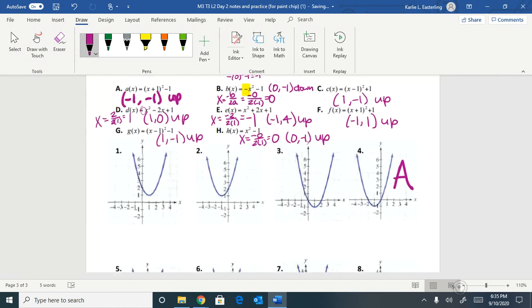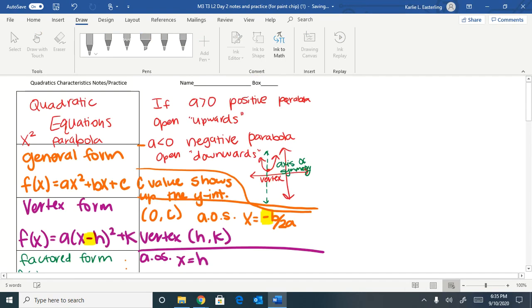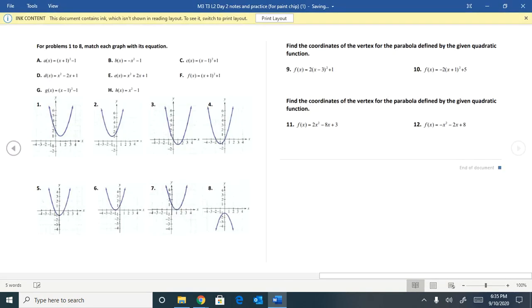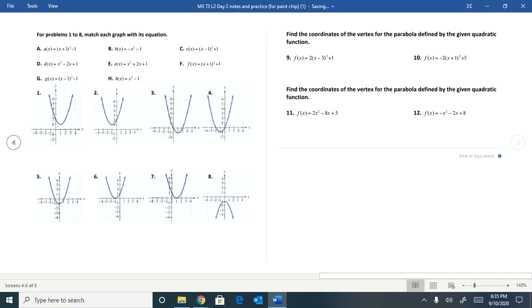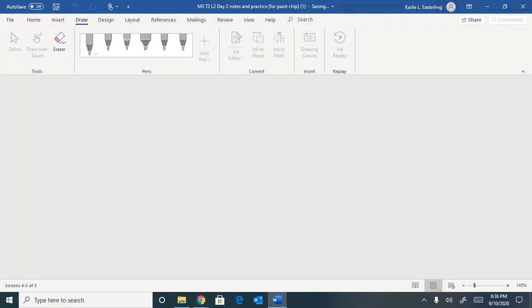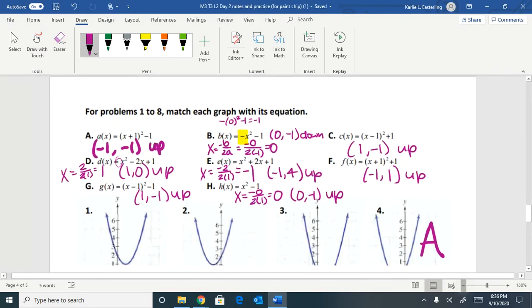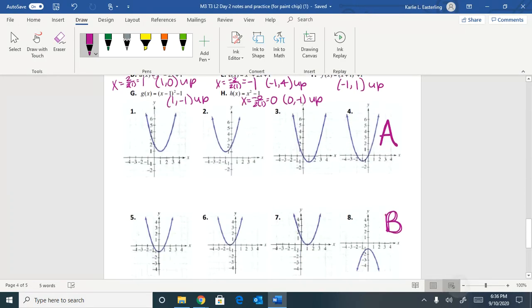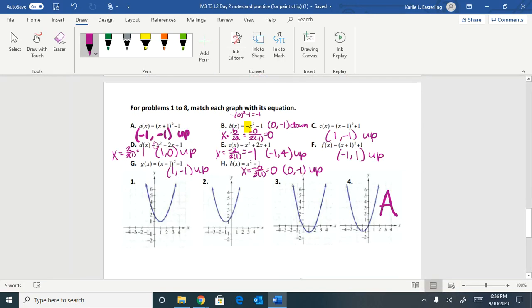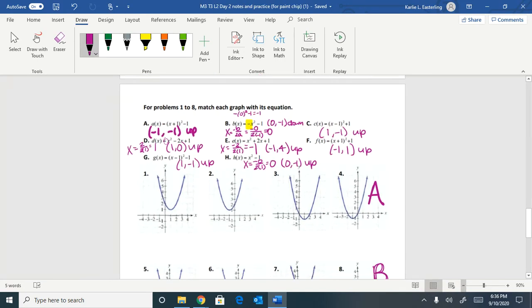So let's zoom out a little bit and see if we can go back to where we were. Where were we? Oh, here we are. Okay, perfect. So let's see if we can match some graphs up here.